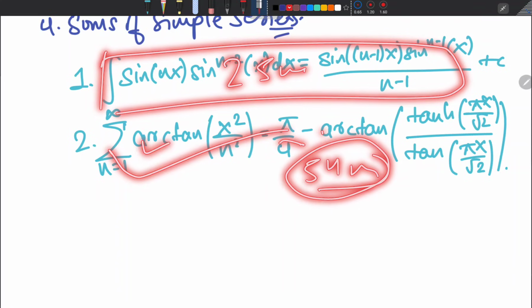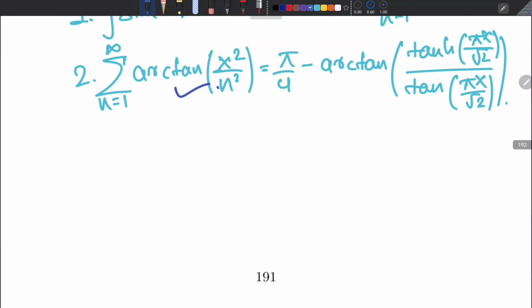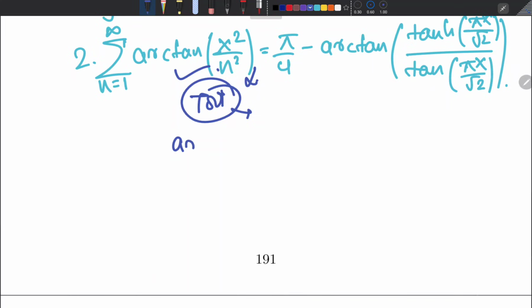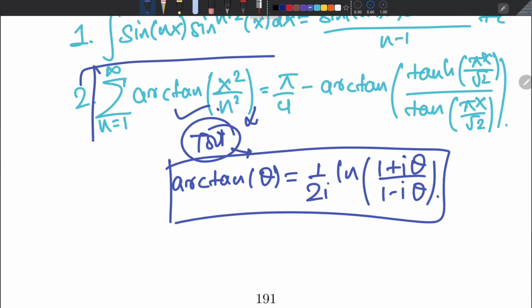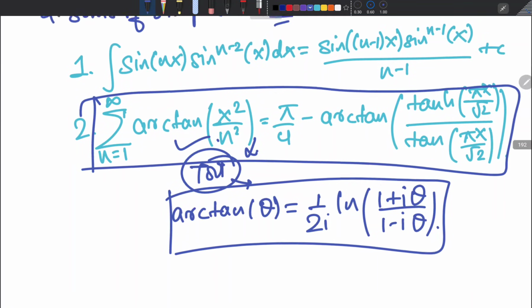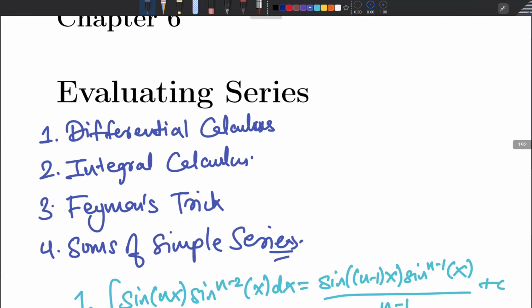This is kind of crazy because you will see in the proof of this one that I have used a tool to prove this. The tool was this identity: arctangent of theta can also be written as 1 over 2i times natural logarithm of 1 plus i theta over 1 minus i theta. I have proved this identity as well in this very video, so I would request you to watch all these things once. Now let's get back to evaluating series that we are here for.